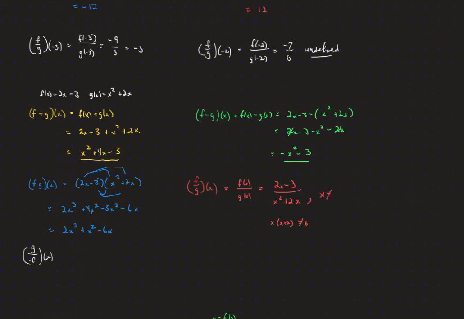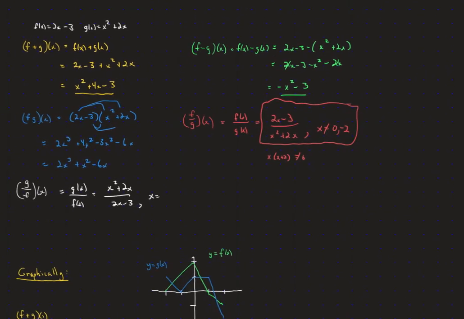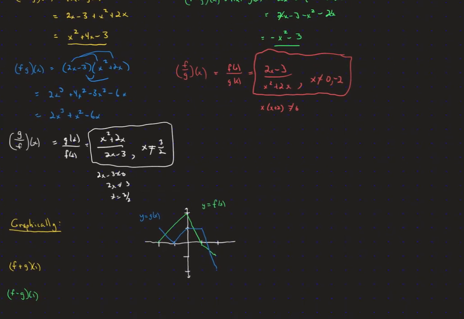So I'm going to say our new denominator is that x cannot be 0 or negative 2. So that becomes part of our function, its new restricted domain. Similarly, for our g of x over f of x, we're going to get x squared plus 2x over 2x minus 3. And here we can't have that denominator being 0, so we say that x cannot be 3/2. So that is our new restricted domain. That's our new function with its domain.